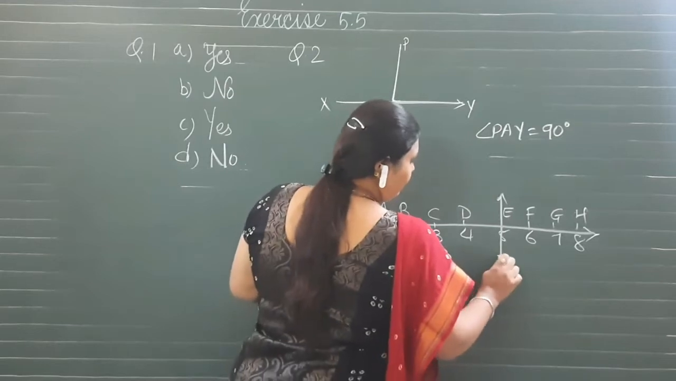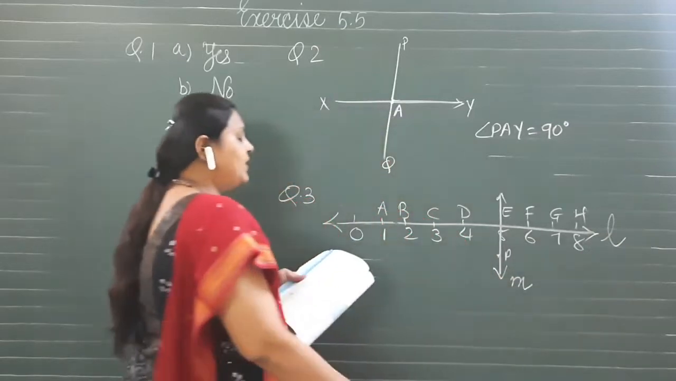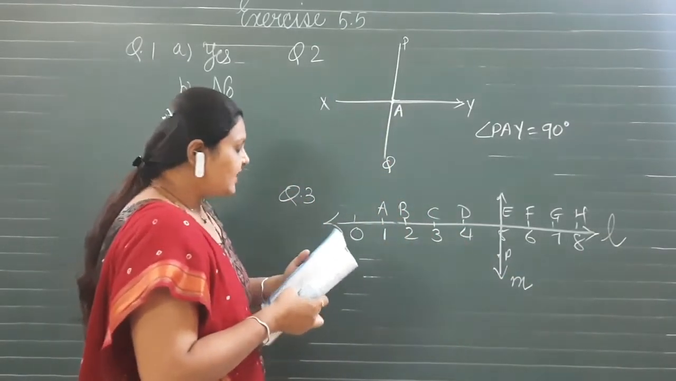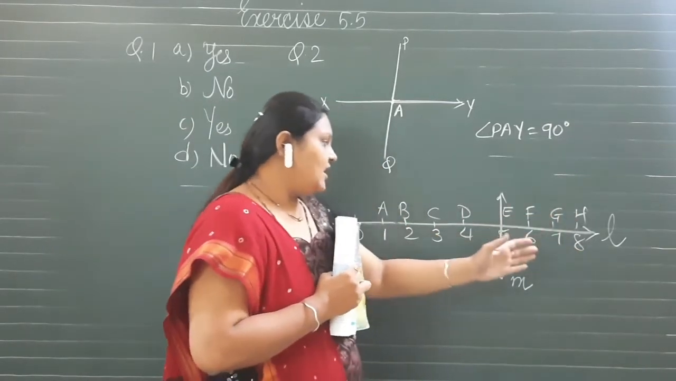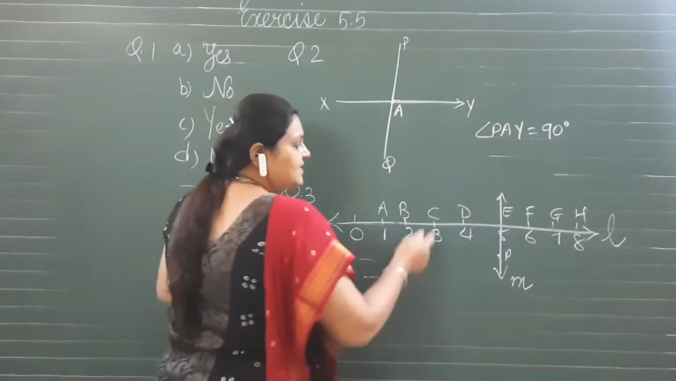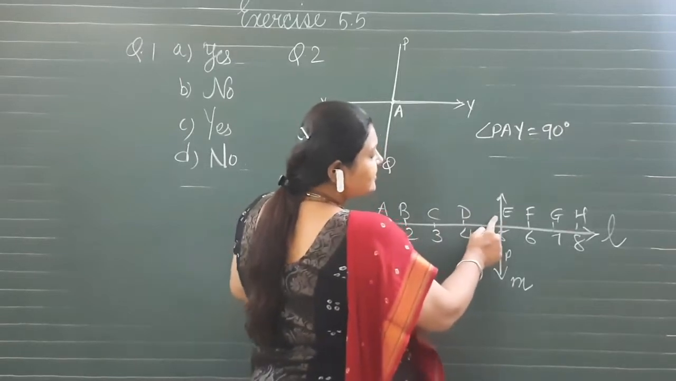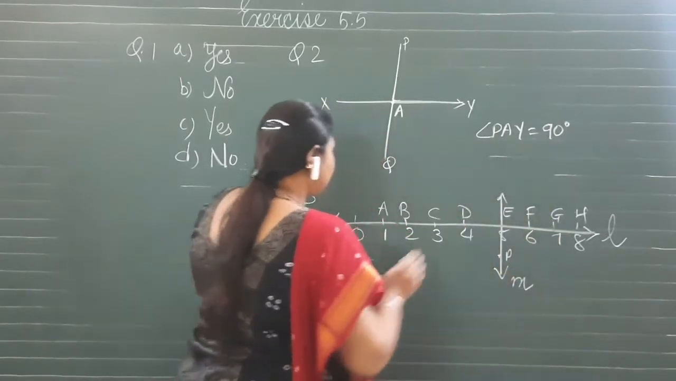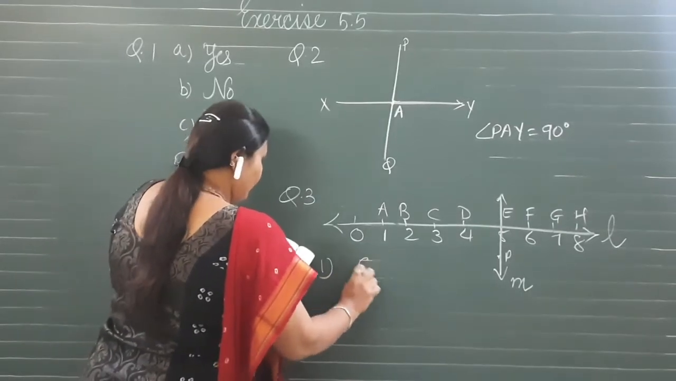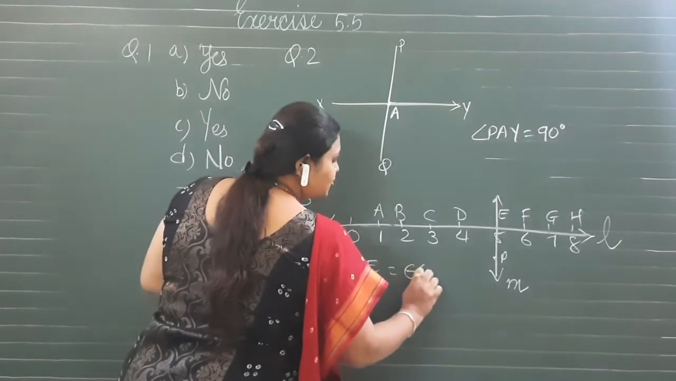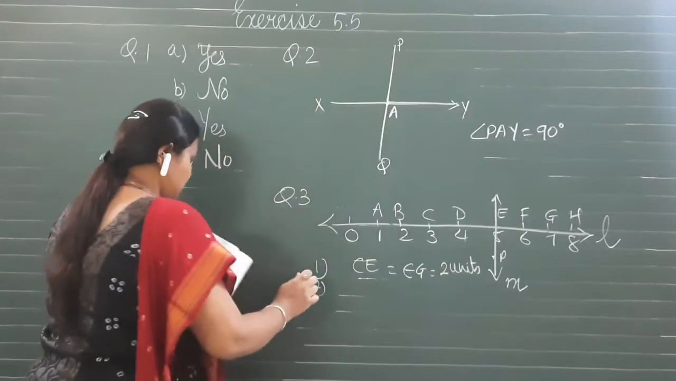This line is M. This is L. Now, is CE equals EG? Again, CE and EG, are they equal? Yes, because CE and EG have two units each: CD, DE. Same way, EF, FG. So here we can say they are equal. So CE equals EG equals 2 units. You can say like this.